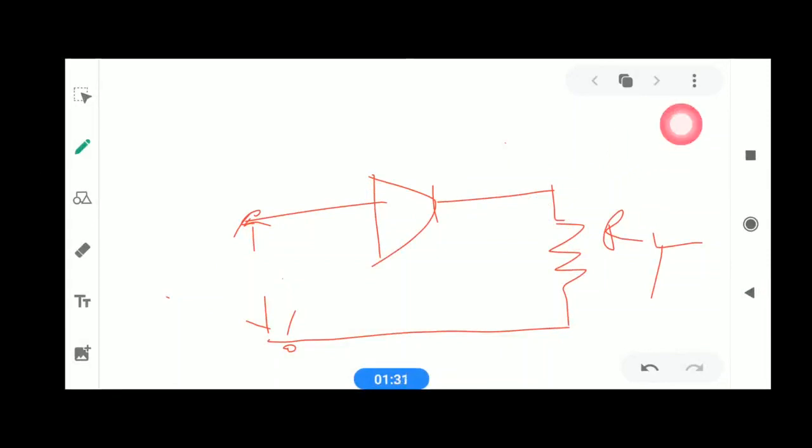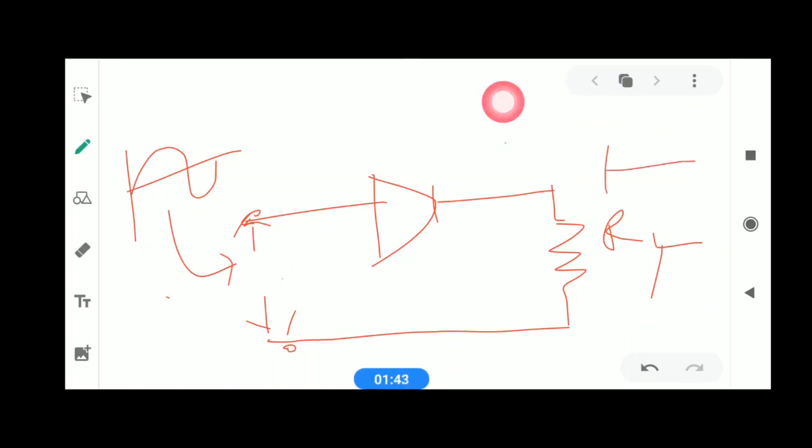You already studied that if you apply a full cycle as an input here, across the load you will get only the positive half cycle, so the negative half cycle is clipped off. For the positive half cycle the diode is forward bias, whereas for the negative half cycle the diode is reverse bias, hence it is an open circuit, so you will not get any output voltage across the load during the negative half cycle.